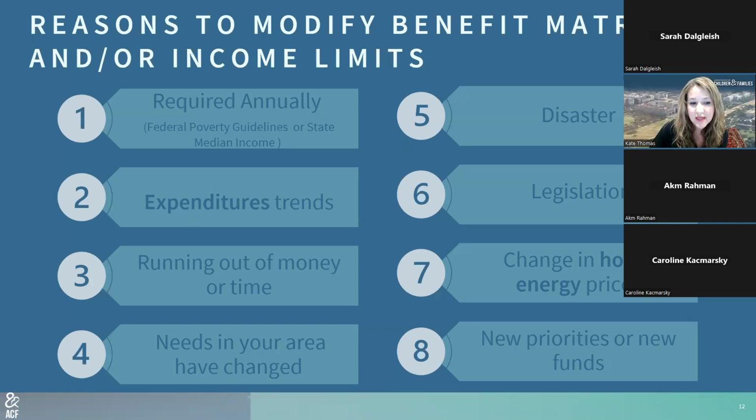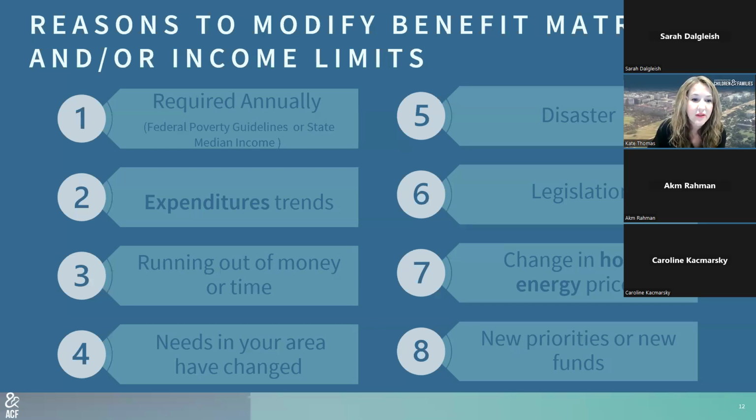And the second reason on this list is expenditure trends. So perhaps it's June and you're looking at how much you've expended this year compared to last year's expenditures at this point in time. And you notice that you've spent or drawn down or just even obligated way less than you did at this point in the previous fiscal year. So last year, maybe you'd drawn down, let's say 80% of your award by now, and this year you're only at 40%. And that's a big difference. So you might want to change your benefit matrix or your income limits now to adjust to that.